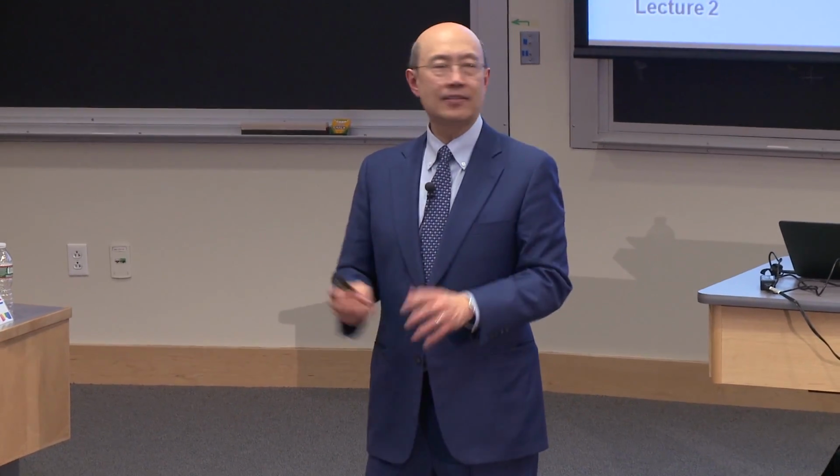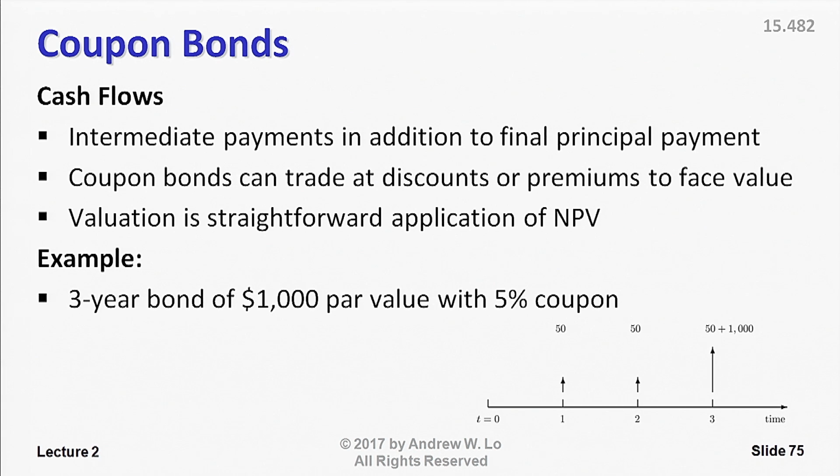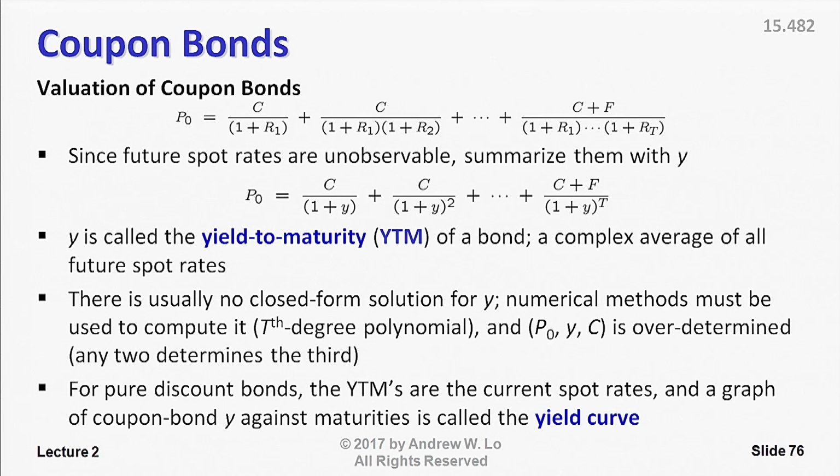So that's pure discount bonds. Coupon bonds work the same way, really. Now you've got intermediate payments. And so we apply the standard NPV calculations, use the exchange rates across the different dates. The wisdom of crowds will give you the exchange rates, and you add them all up. That's the value of the bond.